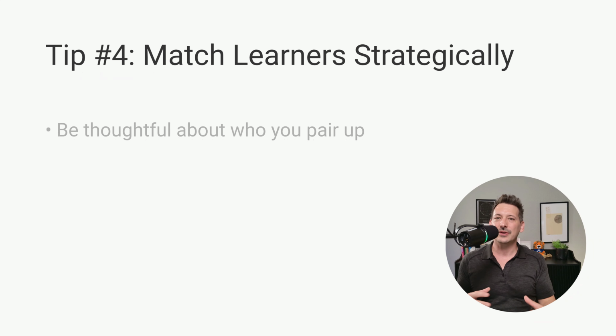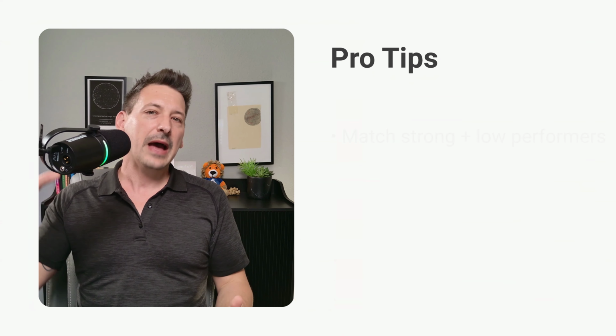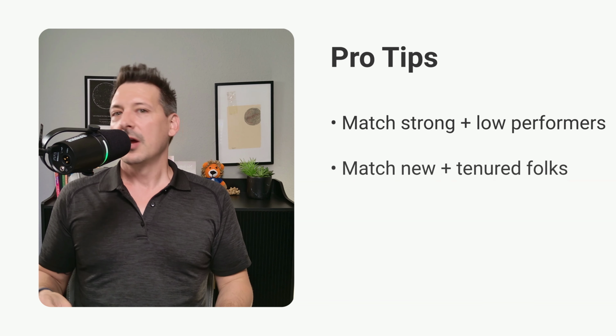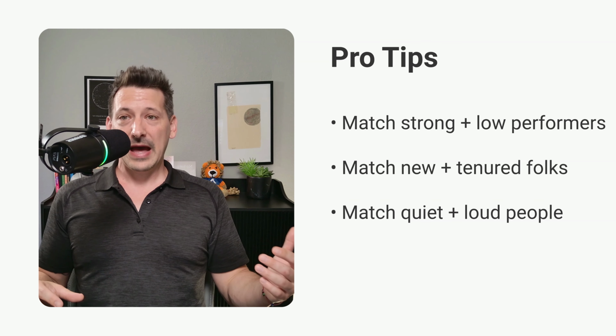Tip number 4, this one took me a while to figure out, and that's to match learners strategically. Now, if you do contract training like I do, this can be a little tricky, but it's still doable. The idea here is that you want to match strong performers with low performers. You want to match new folks with tenured folks. You want to match the quiet people with the loud people.